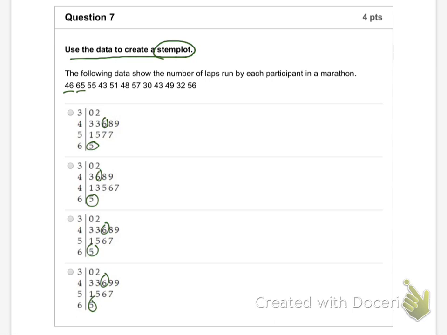Maybe I should look for the differences. What's different between this one and this one, say? Oh, I see. This one has two 43s, and this one only has one 43. Which one's right? Here's a 43. Ah, there are two 43s. So this one's out. The other ones are all still in, so I eliminated one of them.